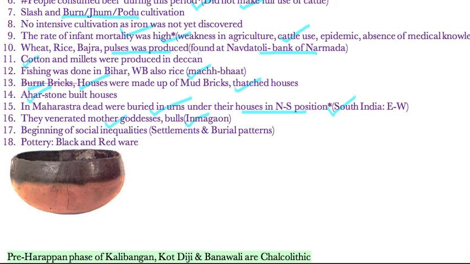They venerated mother goddess and bulls, and the figurines of mother goddess are present at Inamgaon, which we discussed. So the beginning of social inequality also started here, as can be seen in the settlement and burial patterns, because some of the settlements are very good while others are not so good, and the same is the case with burials. And the pottery which was used during this period was black and red ware.